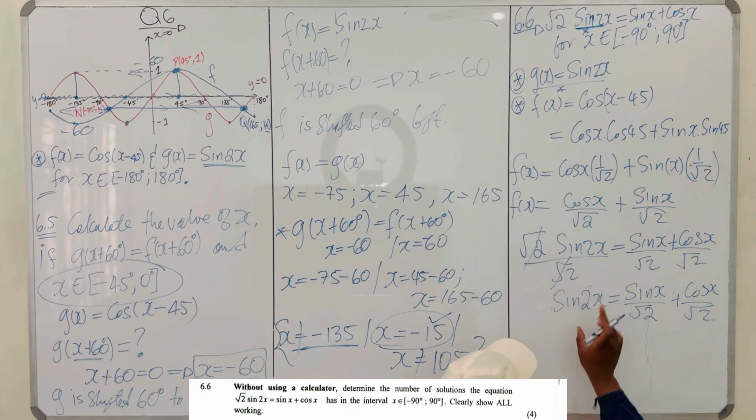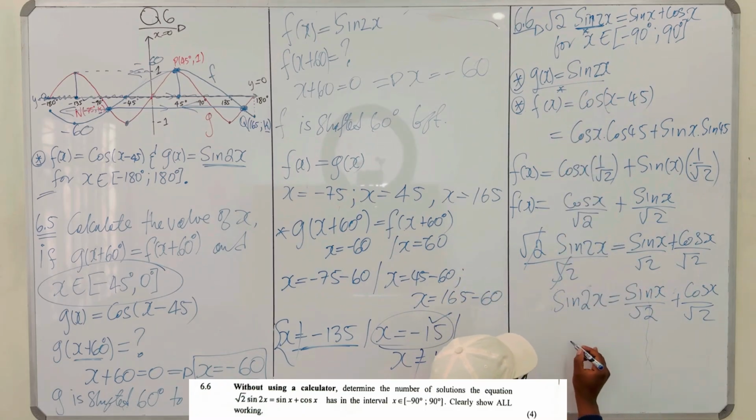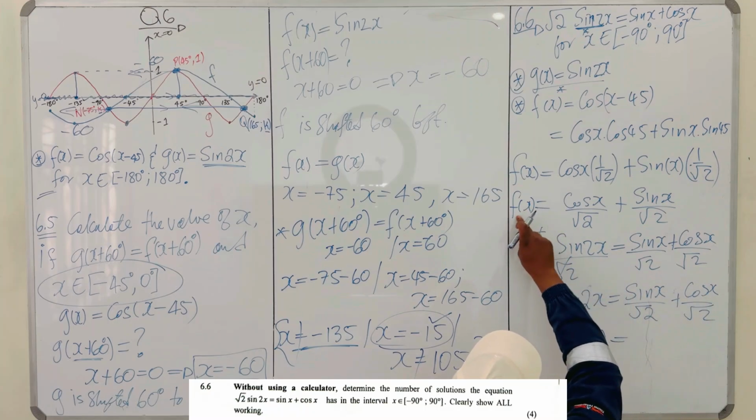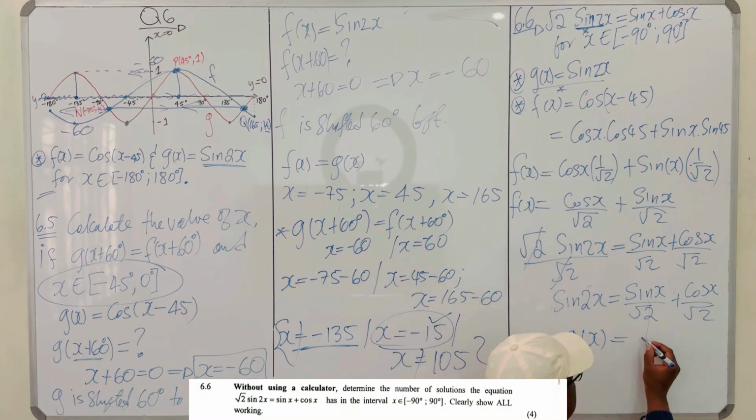What is this? This is g of x. Here it is over there. And what is this? This is f of x, because you just showed that this is f of x. So g of x is equal to f of x.